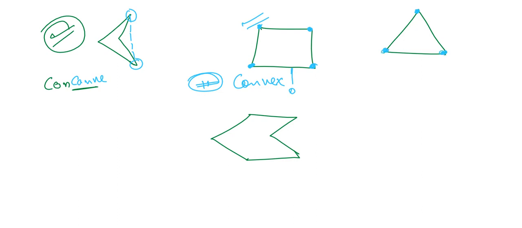Are there any 2 vertices joining which an edge would lie outside the polygon? No, here it's also not. Very good, going good. So it is convex also.